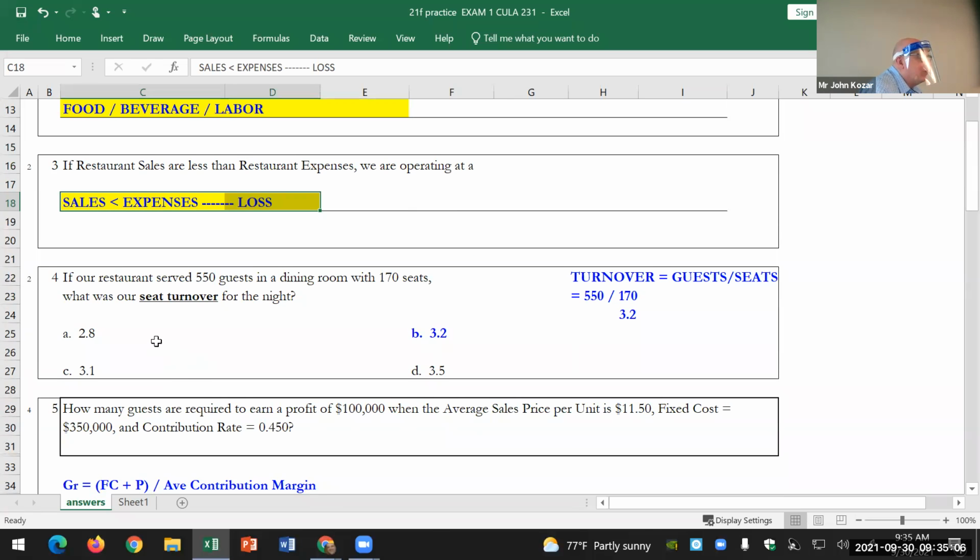Okay. So if our restaurant served 550 guests in a dining room with 170 seats, seat turnover for the night, calculate that by dividing the total number of guests by the number of seats. So it would be 550 guests divided by 170 seats, and should get 3.2 with that.